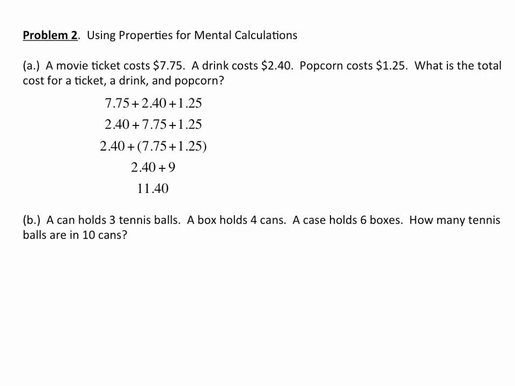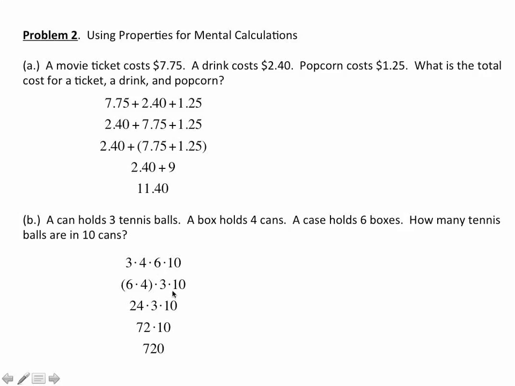All right. Question B. A can holds 3 tennis balls. A box holds 4 cans. And a case holds 6 boxes. How many tennis balls are there in 10? It should say 10 cases. So it should say how many tennis balls are in 10 cases. Well, if there are 3 balls in a can, 4 cans in a box, 6 boxes in a case, and there are 10 cases, then I would just multiply them all together.